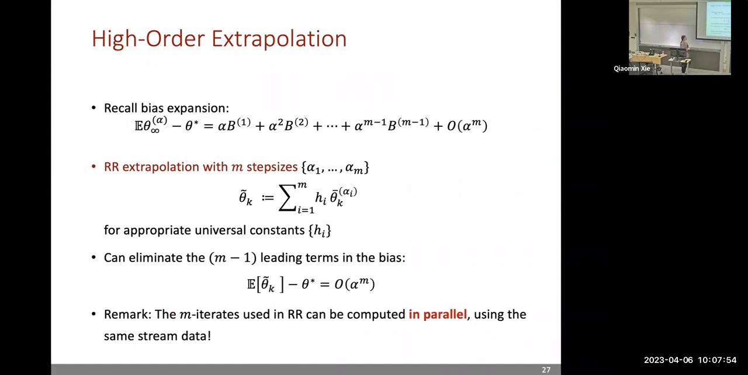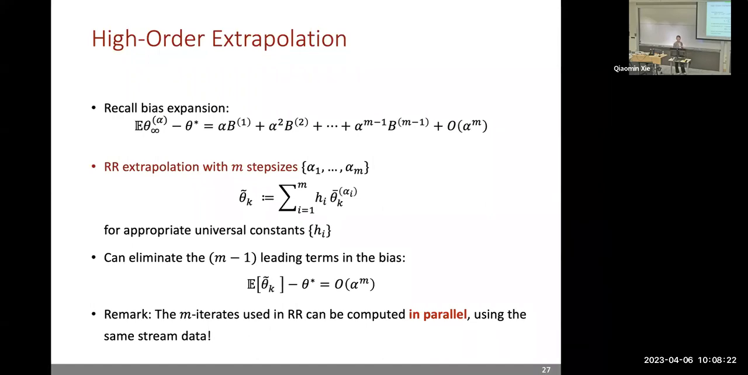One important thing here is that all these different iterates can be run fully in parallel, using the same sequence of data, so you don't need any extra data at all. You just use the exact same sequence of data. In this way, you can use computation to buy some sample complexity, by reusing the data to improve the estimates of the parameter.